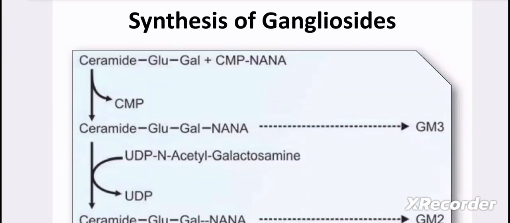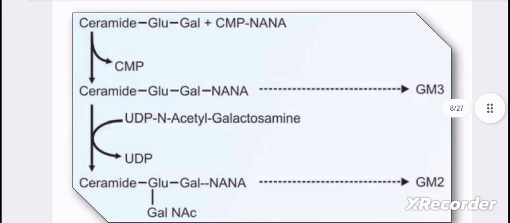Here we can see synthesis of gangliosides. Ceramide glucose galactose plus CMP NANA forms ceramide glucose galactose NANA with the removal of CMP. This further forms GM3. Then this ceramide glucose galactose NANA forms ceramide glucose galactose NANA with N-acetyl galactosamine in the presence of UDP N-acetyl galactosamine and the removal of UDP, and this further forms GM2.